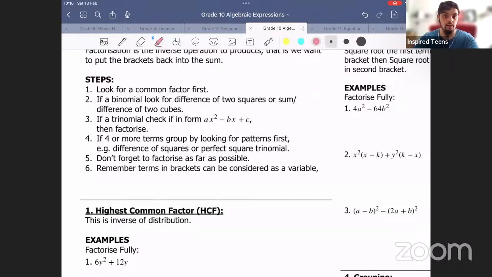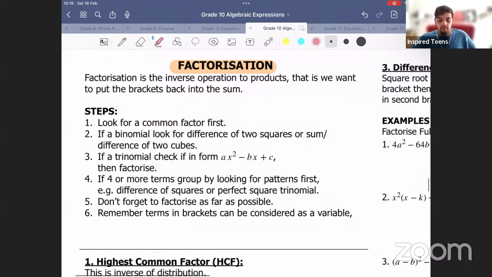So factorization is the inverse operation to product. That is when we want to put the brackets back into the sum. Basically, factorization is when you want to go back to factors. In simplification, we are always multiplying everything out. That's not the case in factorization. So let's look at the steps.